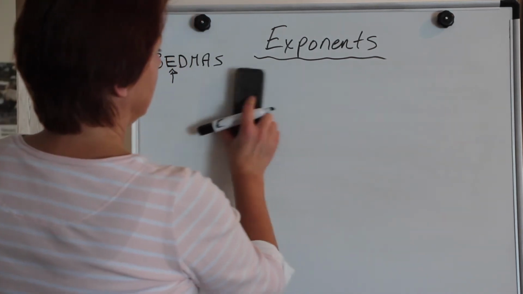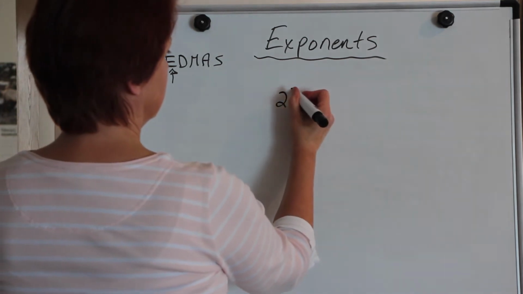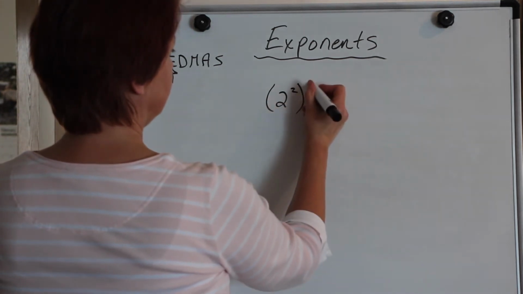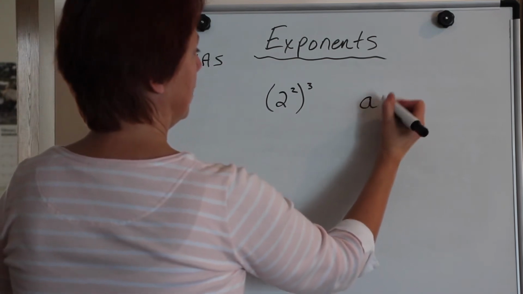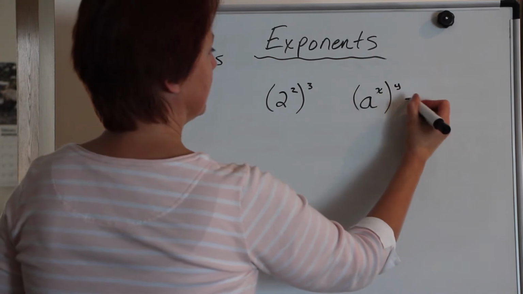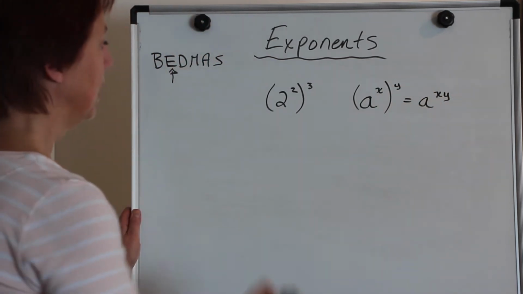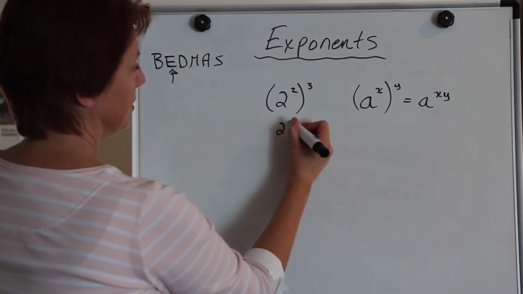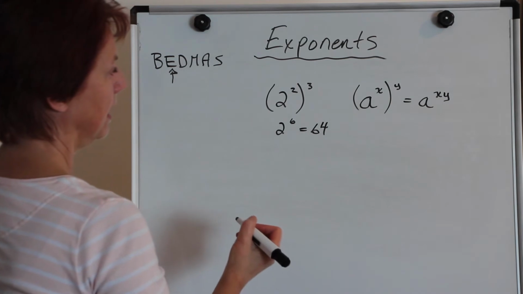How do we deal with more than one exponent on something? What is that equal to? Okay, well, the rule is that when you have one exponent raised by another exponent, you multiply those exponents. So what this says is 2 to the 6. Now 2 to the 6, if you don't know, is 64, okay?